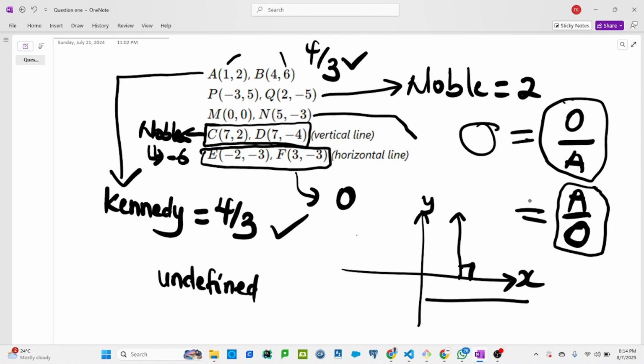It is the same as something like this. But then when it is perpendicular to the y-axis and parallel to the x-axis, the gradient is 0, as you said. That's correct. Thank you for that, Kennedy.